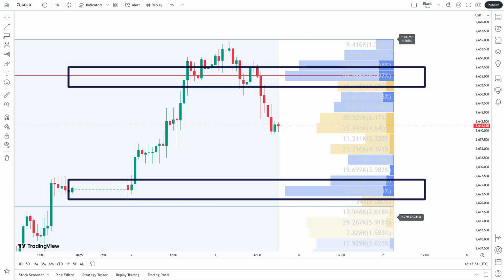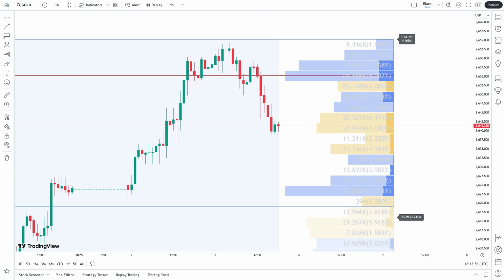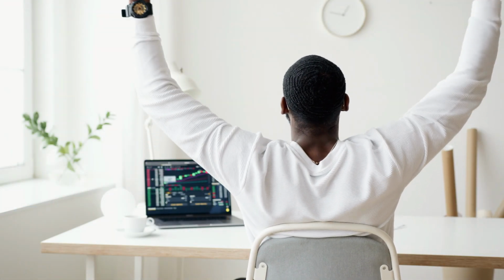The main purpose of this indicator is to spot high volume areas, also known as the point of control, and low volume areas that can indicate potential price rejection or breakouts. It is a game changer for understanding market structure and fine-tuning your entries and exits.